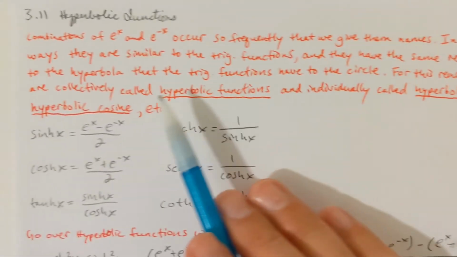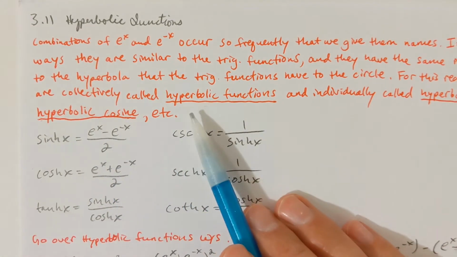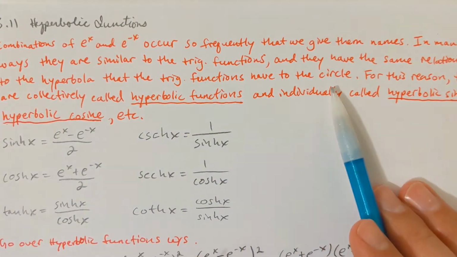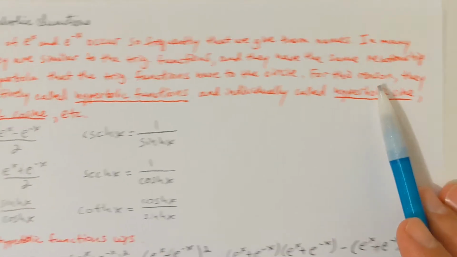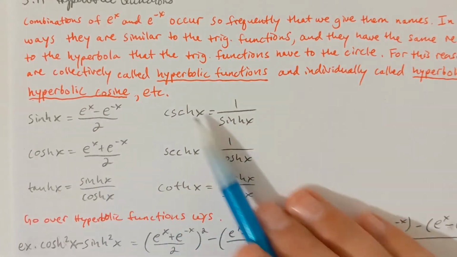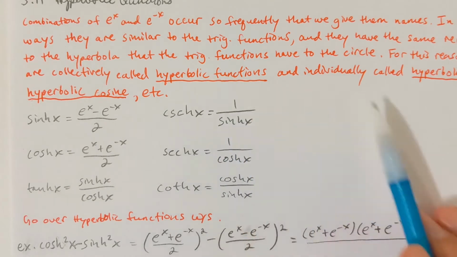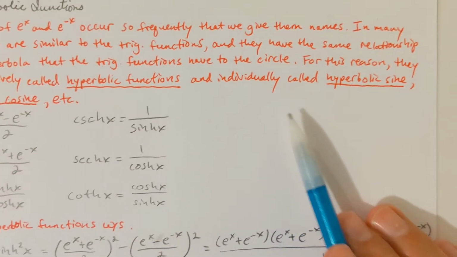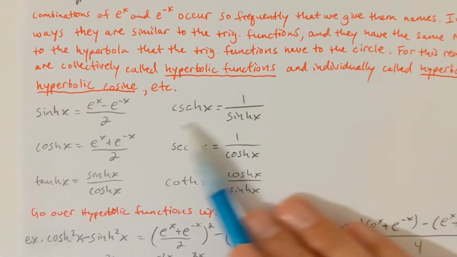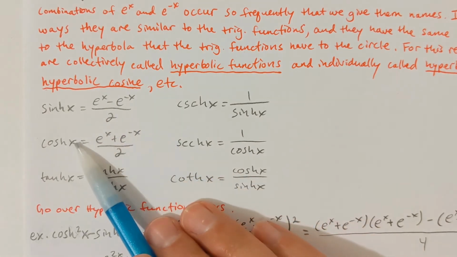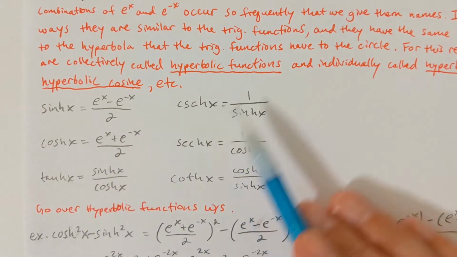And they have the same relationship to the hyperbola that the trig functions have to the circle. For this reason, we call the set of functions here the hyperbolic functions. Okay? Individually, we call this hyperbolic sine, hyperbolic cosine, hyperbolic tangent, etc. Okay?